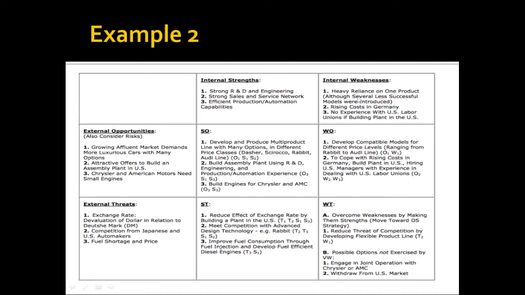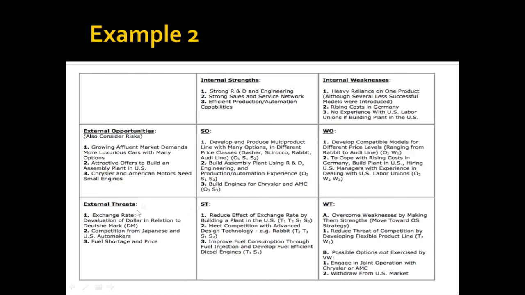Weakness: heavy reliance on one product. So develop compatible models. The opportunity is growing affluent market demand, so develop compatible models for different price levels. Rising costs in Germany: to cope with rising costs in Germany, build a plant in the US, hiring US managers. That is attractive because there's an attractive offer to build an assembly plant in the US. So that's a weakness, that's an opportunity. So our action is to cope with rising costs by building a plant in the US.